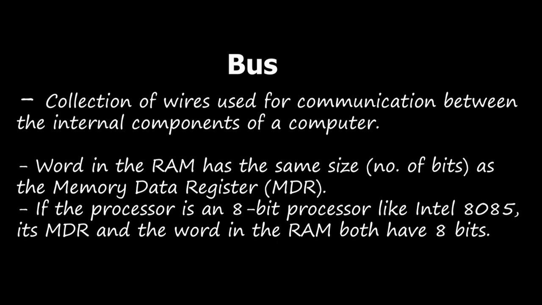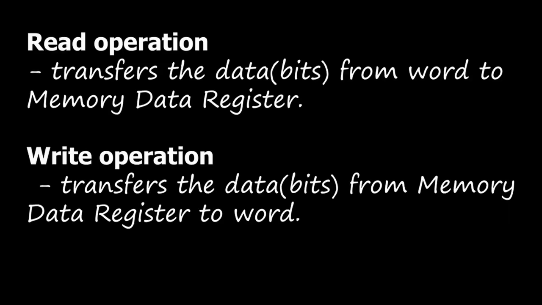This data bus is bidirectional, but this address bus is unidirectional. Only one way the data will be transferred in the address bus. So data bus is bidirectional, address bus is unidirectional. The control bus controls both the read and write commands. The read operation will be taking the data from the memory and it will transfer to where? Memory data register.